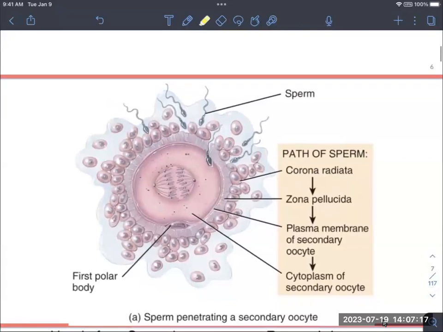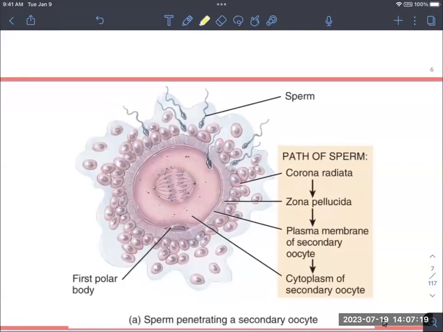So we can see the corona radiata, and a lot of these sperm that are left here have made their way through. They're going through the zona pellucida. Only one has made it through the zona pellucida and into that plasma membrane and into that cytoplasm.